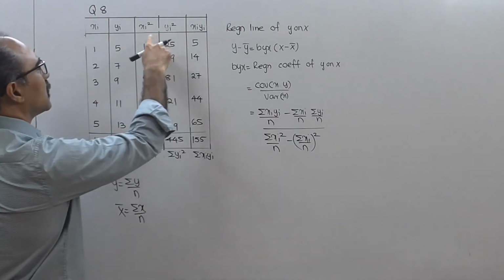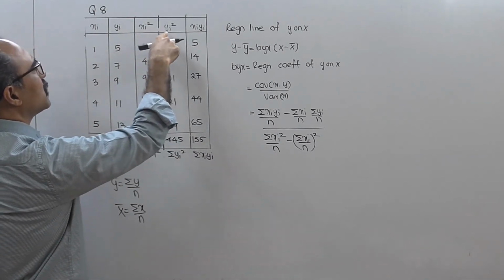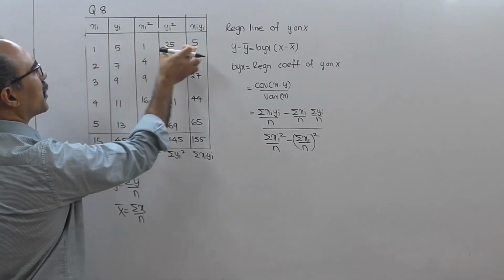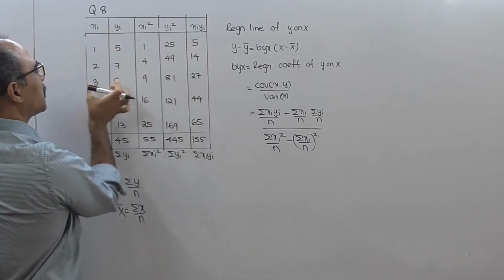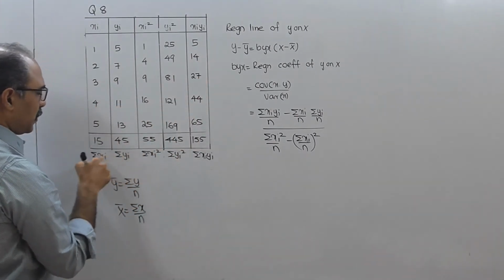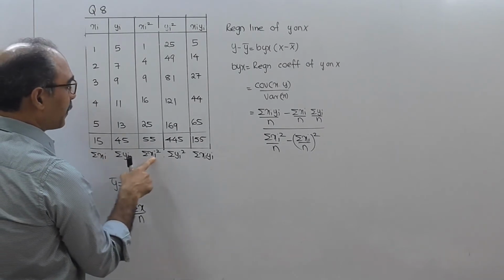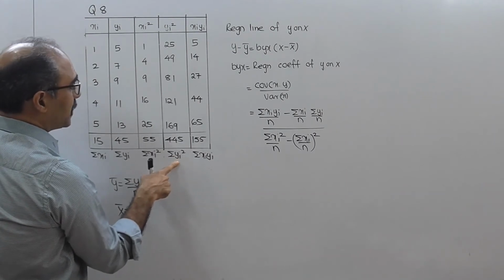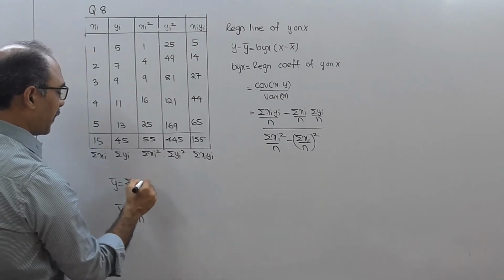So these are the columns which I have made: xi, yi, xi square, squaring up all x values, yi square, squaring all yi values. Xi yi means the product of x and y. So this is 1 into 5 is 5 and 2 into 7 is 14, 3 into 9 is 27, and so on. So the total 15 is sigma xi, 45 sigma yi, 55 sigma xi square, 445 is sigma yi square and sigma xi yi is 155.